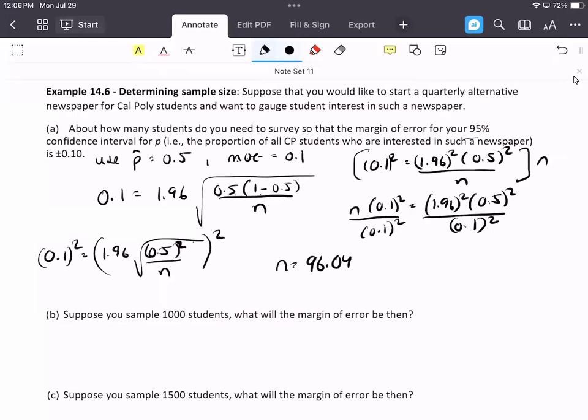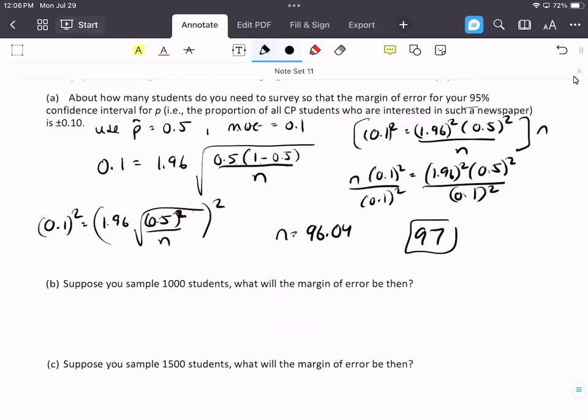Now, we can't sample for hundredths of a student, so we're going to round up to be conservative to give us that extra. So our sample size is 97. It's a decent sample size, but we have this huge margin of error. What if we want to reduce the margin of error? What can we do? Well, one thing we can do is sample more students.